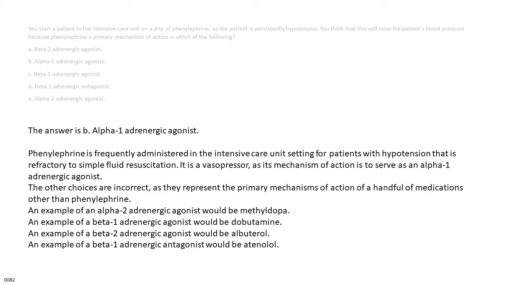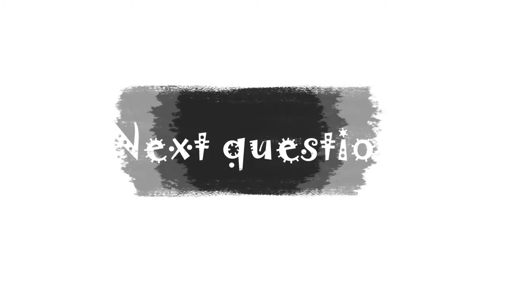The other choices are incorrect, as they represent the primary mechanisms of action of a handful of medications other than phenylephrine. An example of an alpha-2 adrenergic agonist would be methyldopa. An example of a beta-1 adrenergic agonist would be dobutamine. An example of a beta-2 adrenergic agonist would be albuterol. An example of a beta-1 adrenergic antagonist would be atenolol.